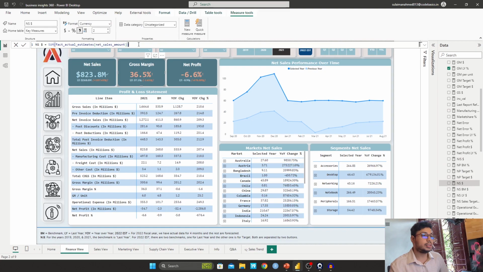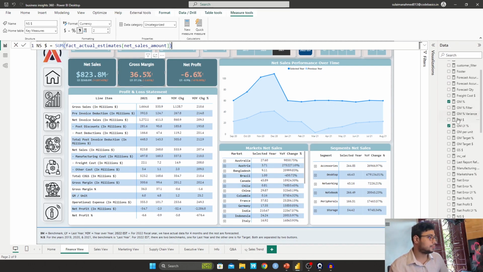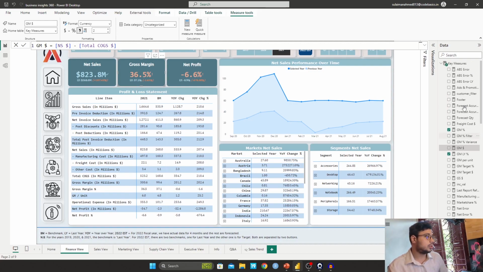Net sales is just the sum of overall sales. But what is gross margin? Gross margin is the sum of net sales subtracted by the total cost of goods sold. Net sales is how many items are sold, but for the gross margin you have to subtract the total cost of goods sold. So what is total cost of goods sold?